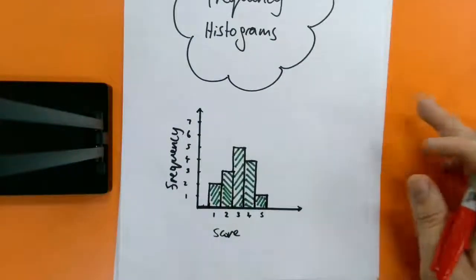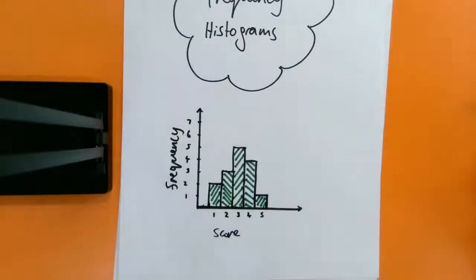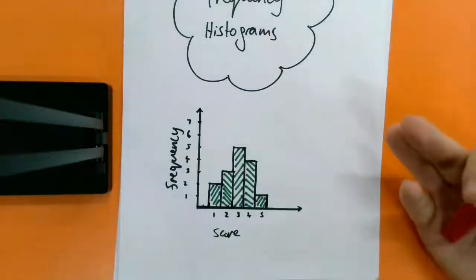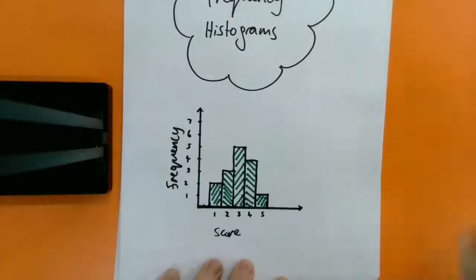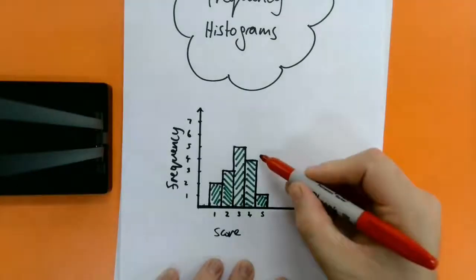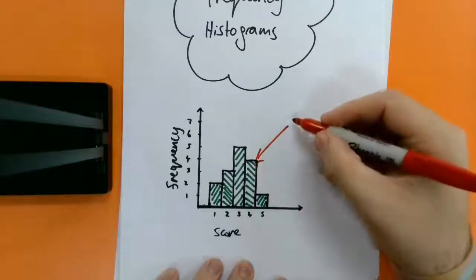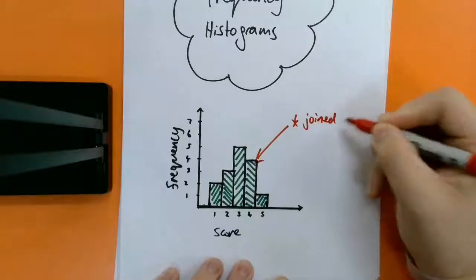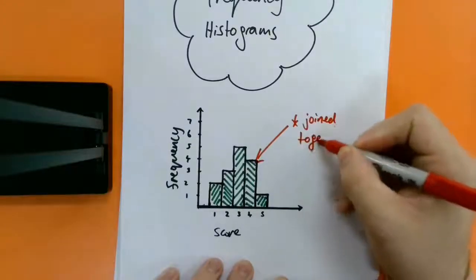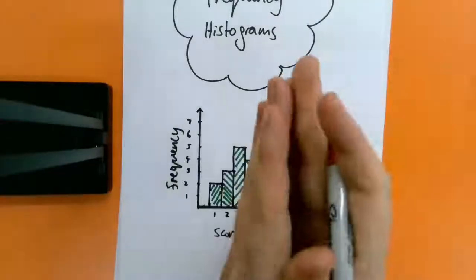Now, with frequency histograms, we have some certain rules that we have to follow when we're drawing them. And that's what makes them special. It's what makes them histograms, rather than what's known as just column graphs. And the thing that makes them special is the fact that the columns here are joined together. So the columns are joined together. They're right next to each other.